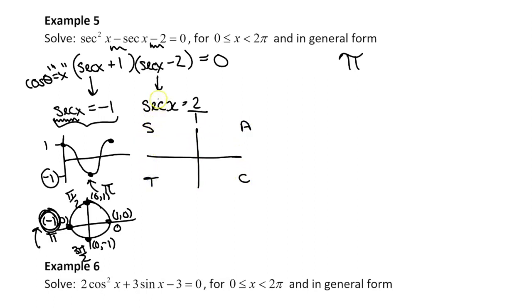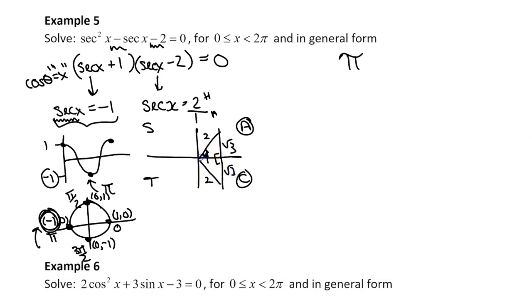Cosine is positive in quadrants 1 and 4, so secant x will also be positive in quadrants 1 and 4. And we can create a ratio here. If cosine is adjacent over hypotenuse, then secant would be hypotenuse over adjacent. So our hypotenuse will be 2 and our adjacent is 1.